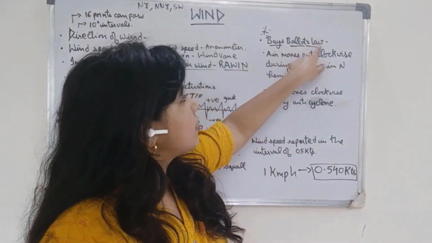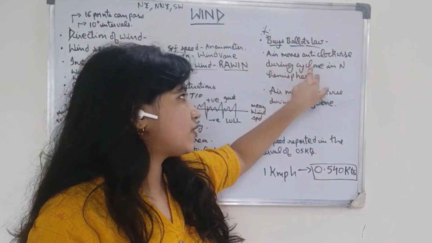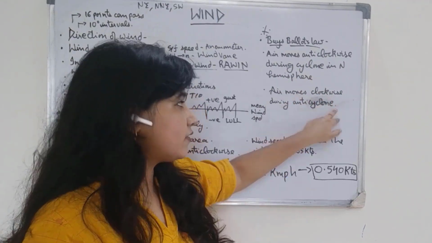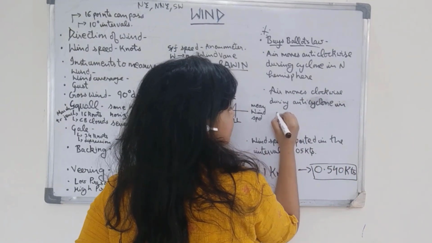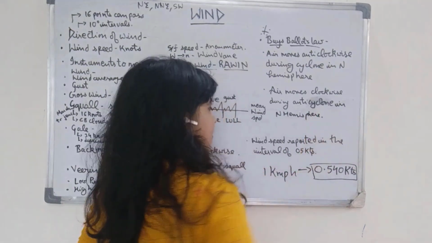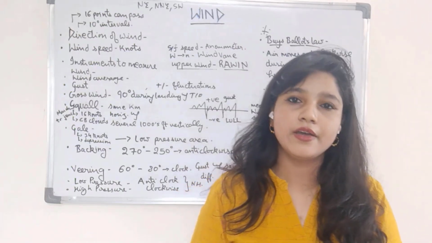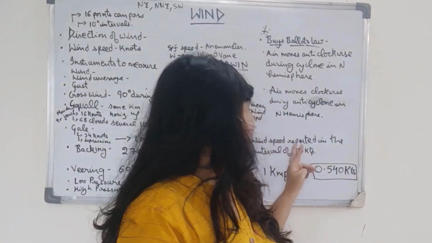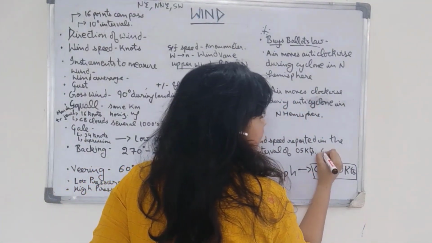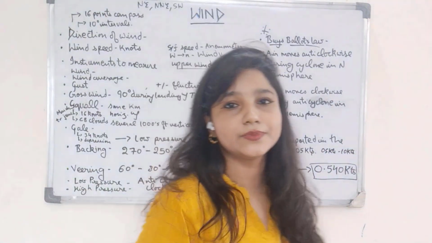And it also concludes that air will move anti-clockwise during a cyclone in the northern hemisphere and clockwise during an anticyclone in the northern hemisphere, and exactly opposite in the southern hemisphere. And wind speed, guys, is always reported in intervals of 5 knots. Like 5 knots, 10 knots, like this it is reported.